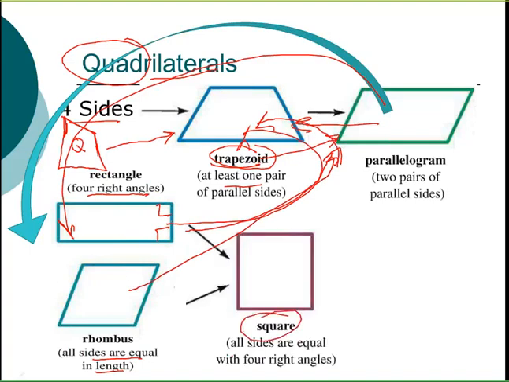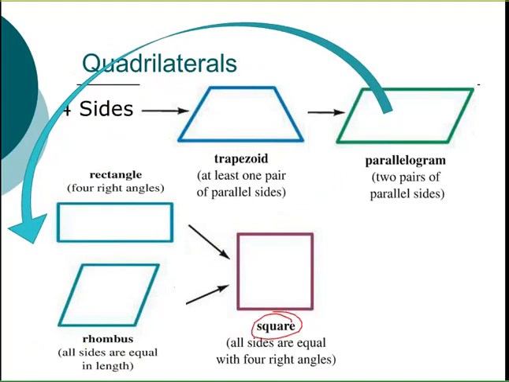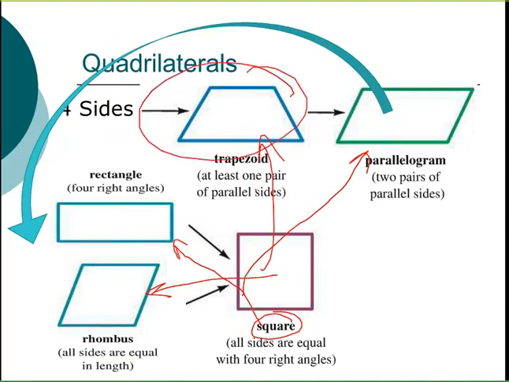And finally, a square. Most of my students are very upset when I tell them a square is a rectangle. A square is a parallelogram. A square is a rhombus. A square is a trapezoid. So when you've been telling your kids, this is a trapezoid, that's not a square, it's actually wrong. A square is a trapezoid. It's all of these. A square is a special, it's a regular rectangle.